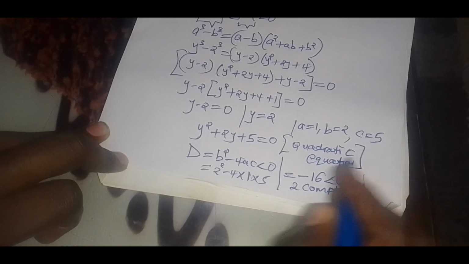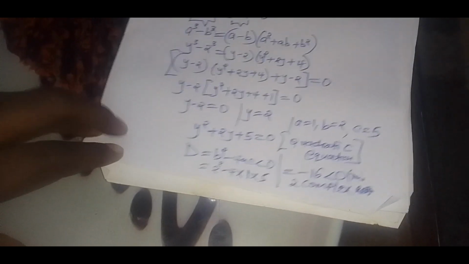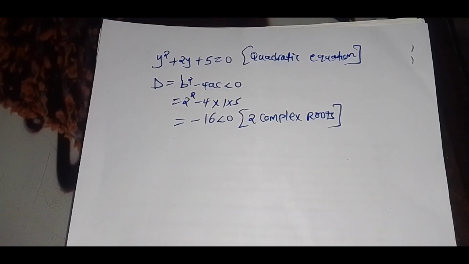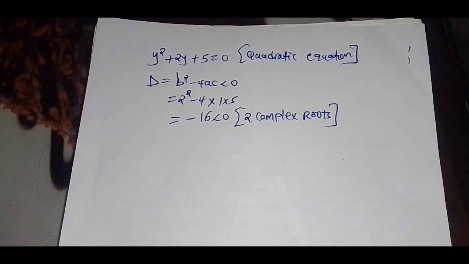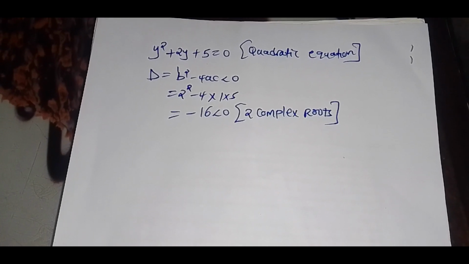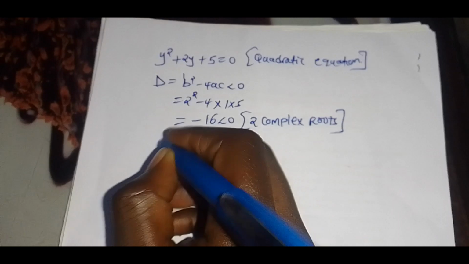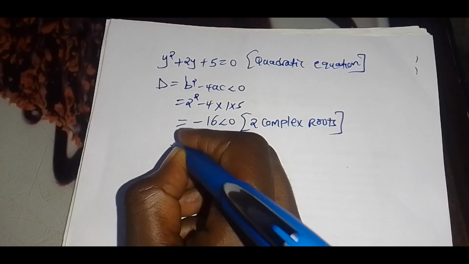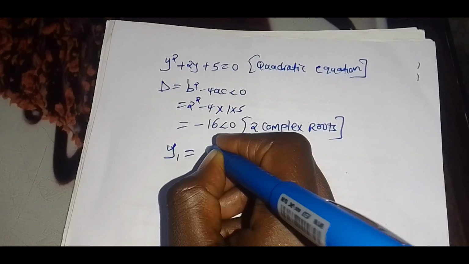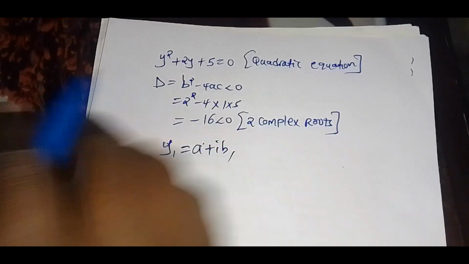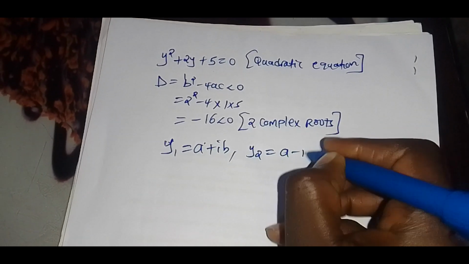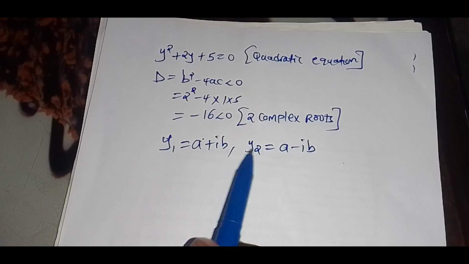Okay, so let's solve the two complex roots. We have y squared plus 2y plus 5, and our discriminant value is given as minus 16, which is less than 0. So we solve for the two complex roots as follows. These two complex roots are expressed in the form y1 is equal to a plus ib, and y2, this is expressed as a minus ib. Okay, so we solve for this y1 and y2.